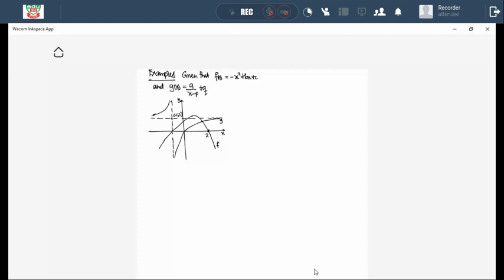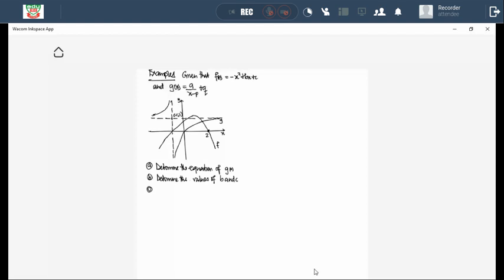Right. The first one on your questions says determine the equation of g of x. Then B, determine the values of b and c.